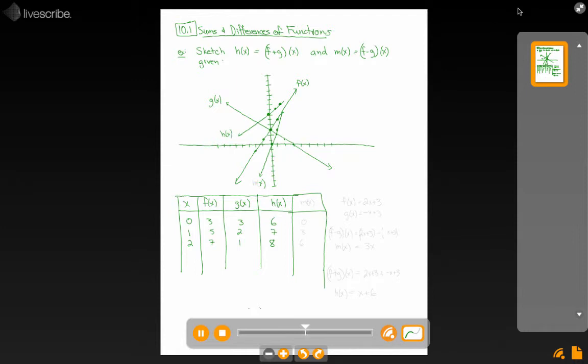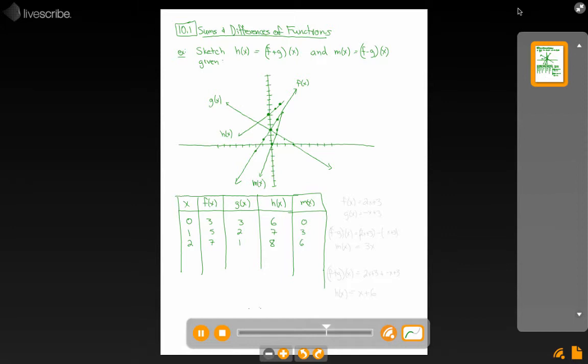Now, m of x, and maybe just add another column to your chart here, is the difference, f minus g. So 3 minus 3 is 0, 5 minus 2 is 3, 7 minus 1 is 6. Those ones were just as easy to do, especially once you have the table set up. So I've got 0, 0, I've got 1, 3, and I've got 2, 6. So 1, 2, 3. A little bit cluttered. My graph here is getting a little crowded, but I've got m of x looking something like that.